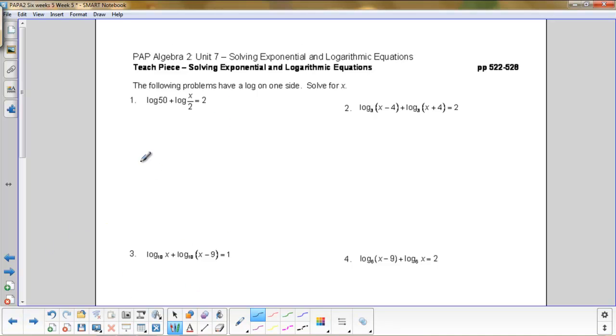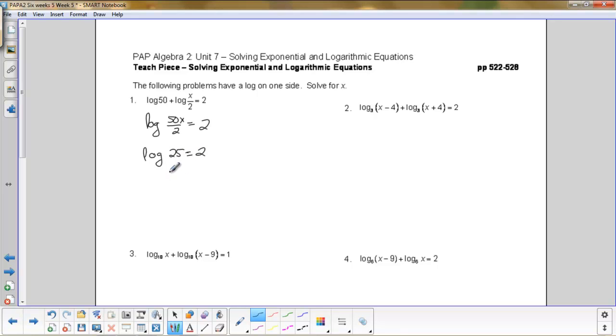Alright, solving exponential and logarithmic equations. Today what we're going to use are properties of logs to help us solve these problems carefully. Condensing this log, I get log base 10 of 50x divided by 2. Simplifying the argument, I get 25x equals 2.